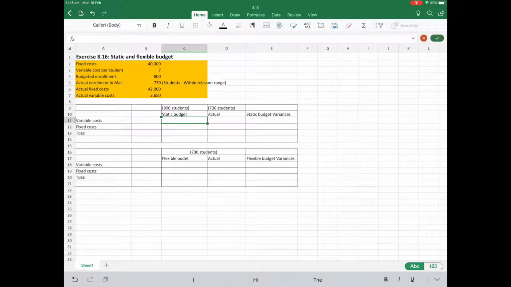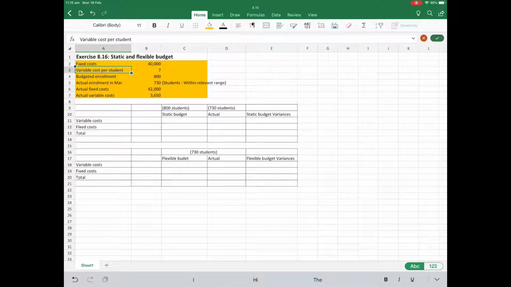To illustrate these concepts, we use exercise 8.16 in your textbook, on page 300. Please open the textbook and open Excel, or you can do it on your notebook. Here I have the Excel with me, and I have inputted all the information given in the question. The fixed cost for the photocopying department is $40,000, and the variable cost is $7 per student.